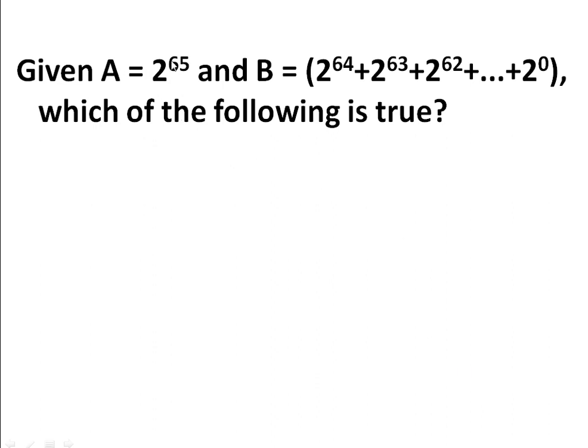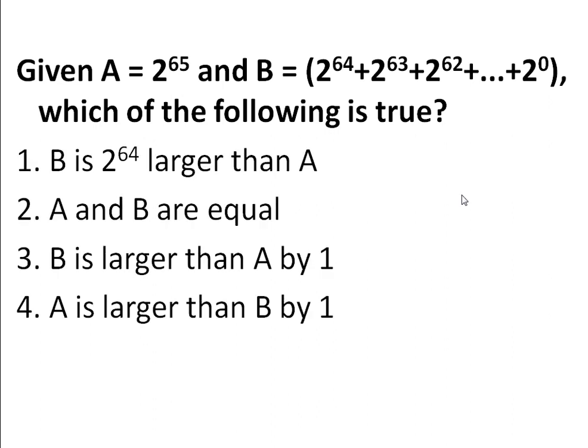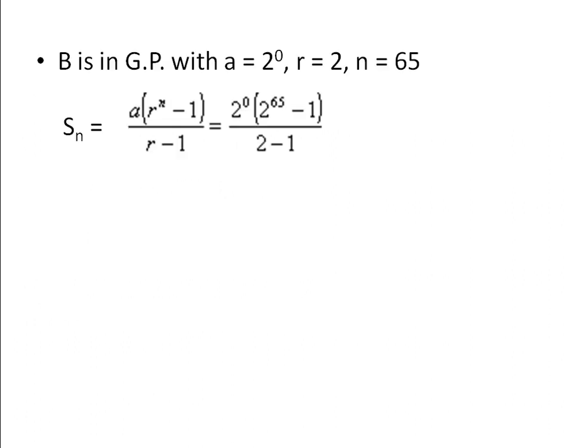Now you see A is equal to 2 power 65 and B is given as 2 power 64 plus 2 power 63 plus 2 power 62 plus etc. up to 2 power 0. Which of the following is true? 4 cases are given here. The first one, B is 2 power 64 larger than A. The second one, A and B are equal. Third one, B is larger than A by 1. And the fourth option is A is larger than B by 1. You should know which option is right.